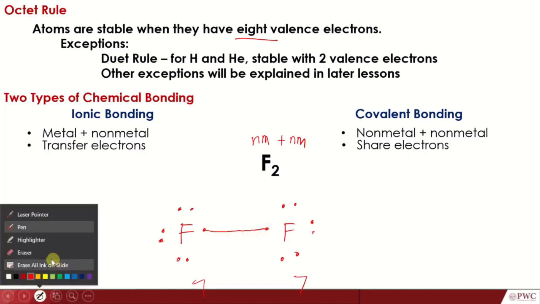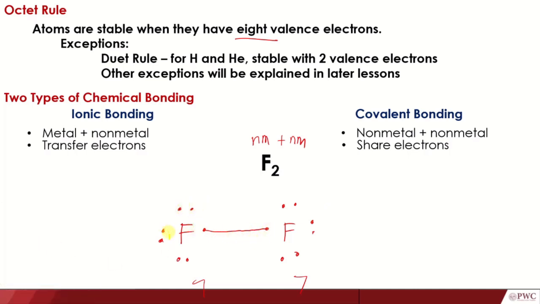So let's try to check that one. 1, 2, 3, 4, 5, 6, 7, and 8. So again, this will share this one. 1, 2, 3, 4, 5, 6, 7, and 8. So right now, both of these atoms are now stable with 8 valence electrons. Again, they get those 8 valence electrons by sharing electrons with the other atom. This is the electron dot structure for F2.